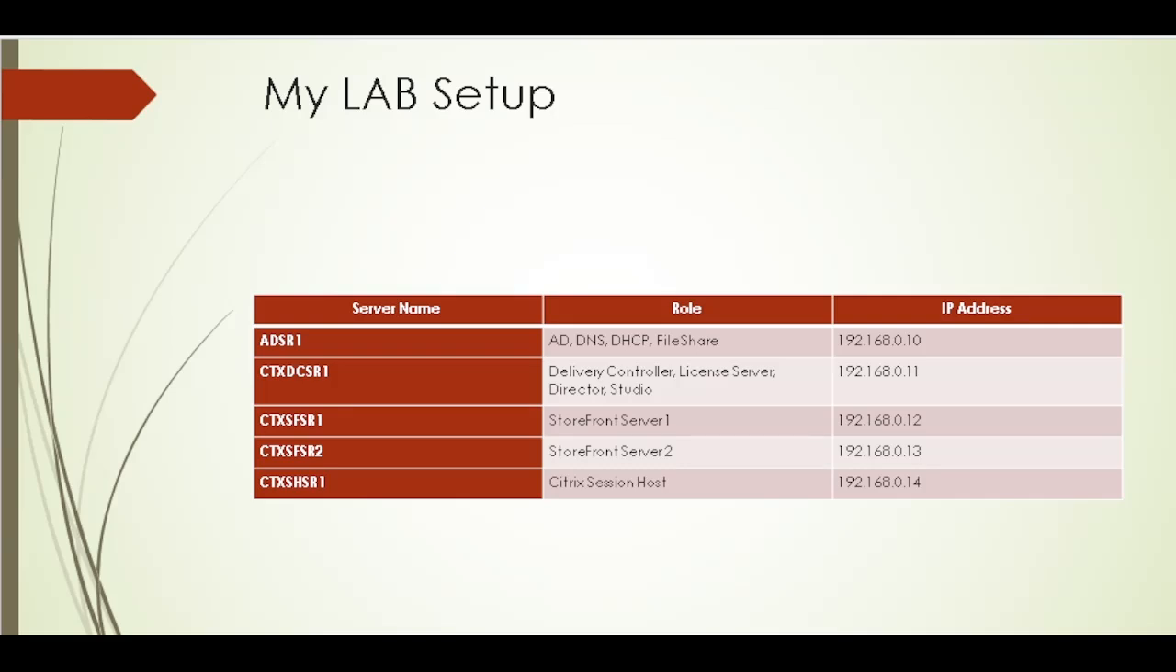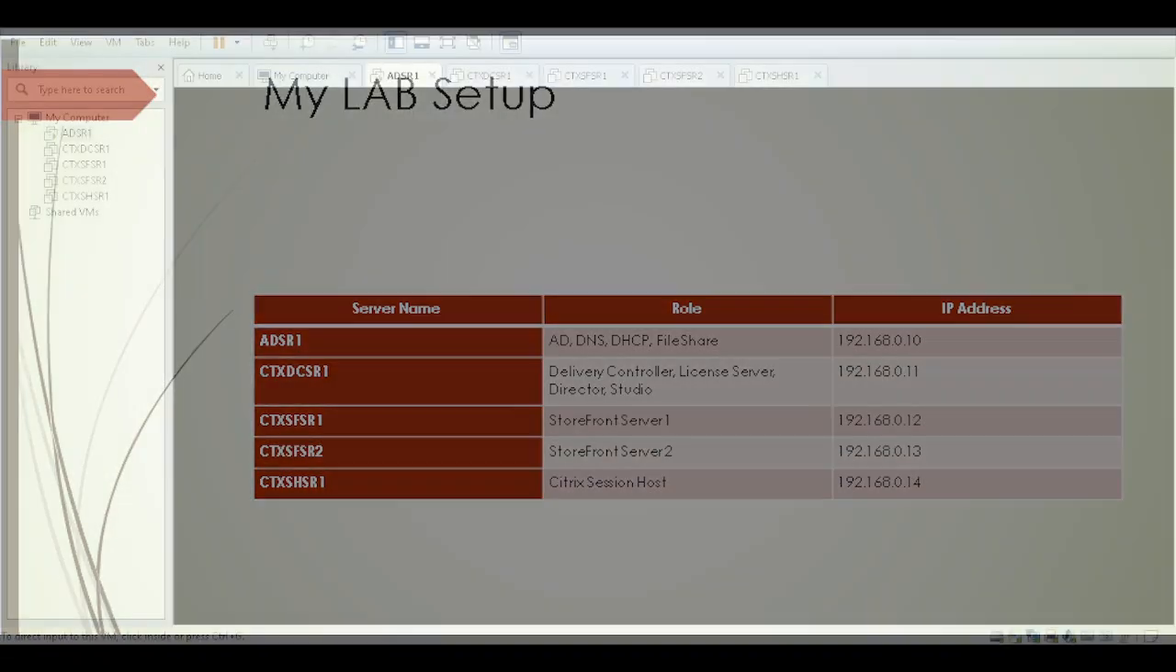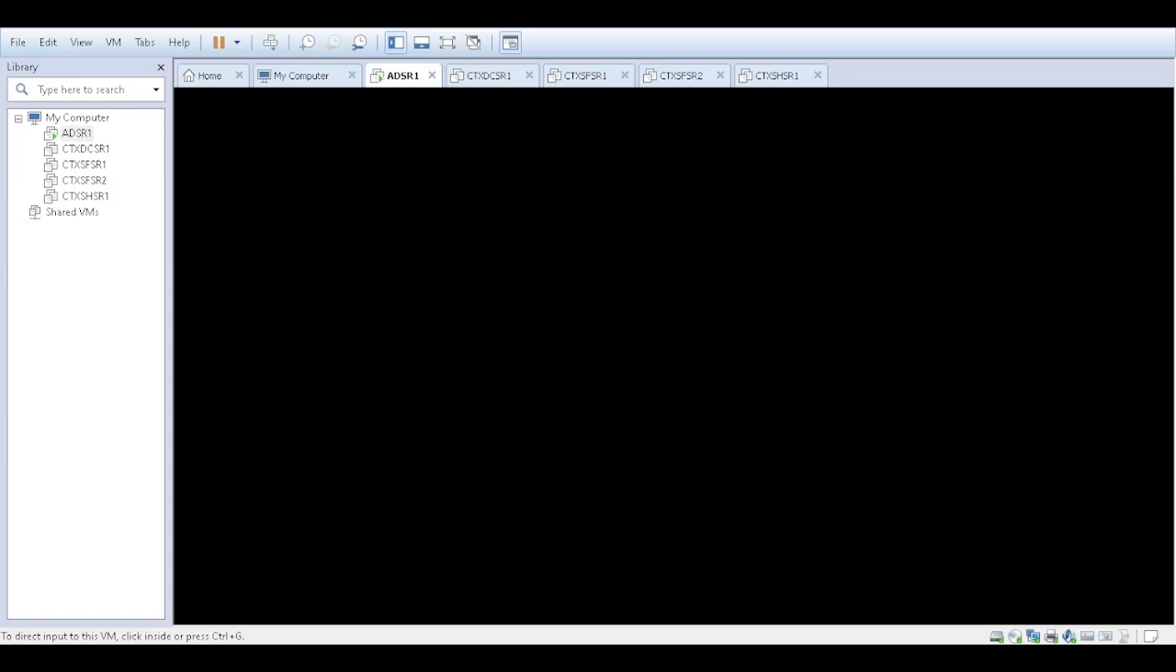And for the StoreFront server, there will be two servers, which will help us to create a store. And the last server is the session host server. So in total there are 5 servers in my lab, and the operating system is Windows 2016. Let me walk you through my lab. As I explained earlier, these are the 5 servers I have created. So in my next video, we will install Active Directory, DNS and DHCP on this server.